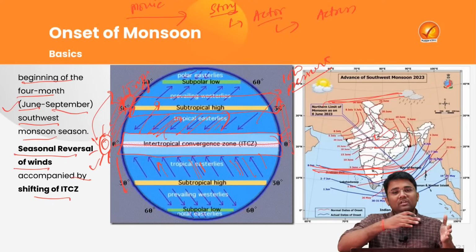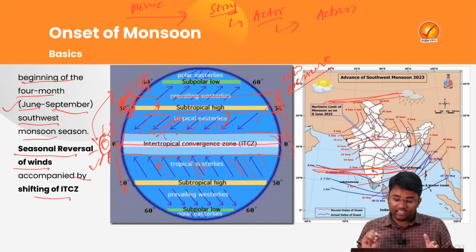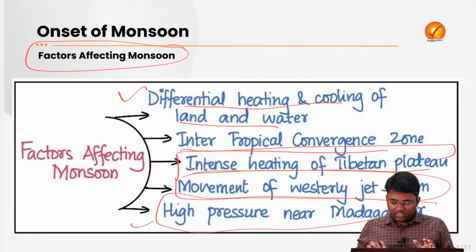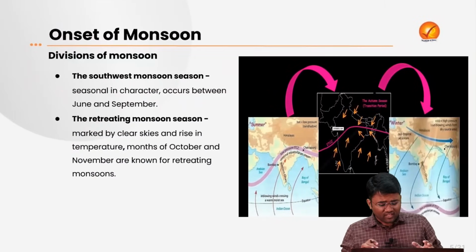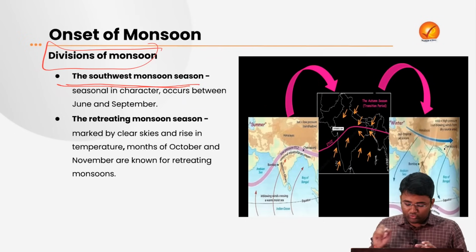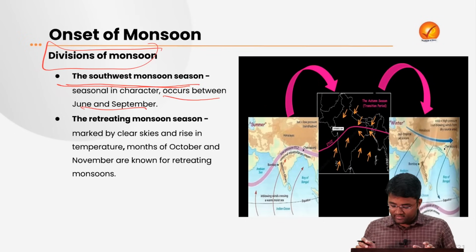So that also leads to the apparent movement of moisture-laden winds towards the Indian subcontinent. So these were some of the reasons that we have just discussed that lead to the onset of monsoon. Now, there are two divisions of monsoon. First is the southwest monsoon season, which is mainly seasonal in character and occurs between June and September.